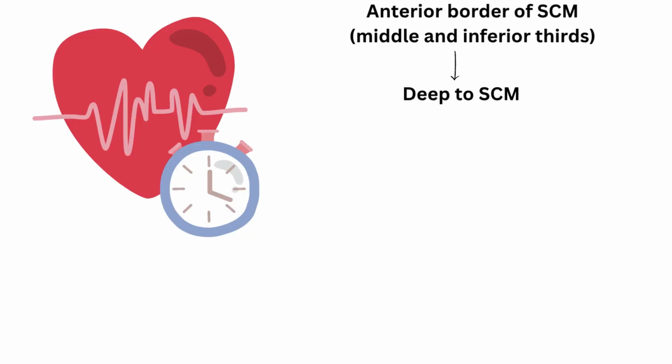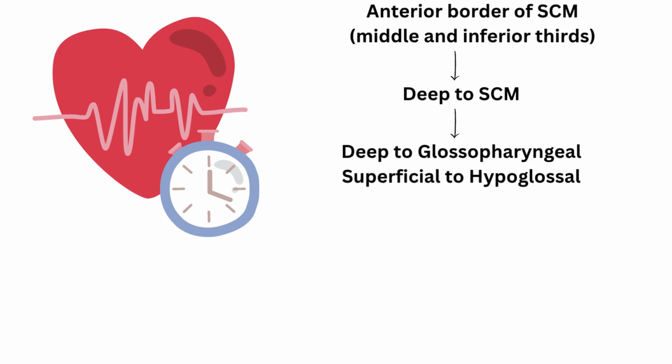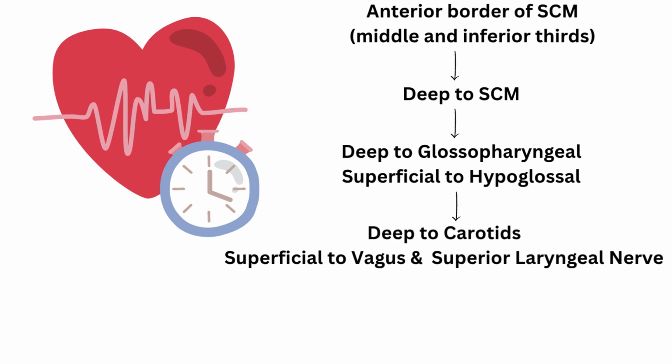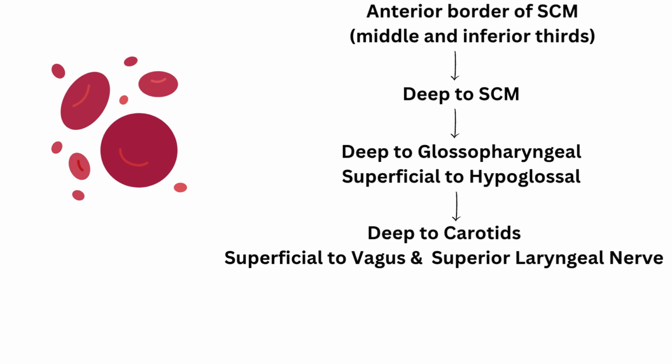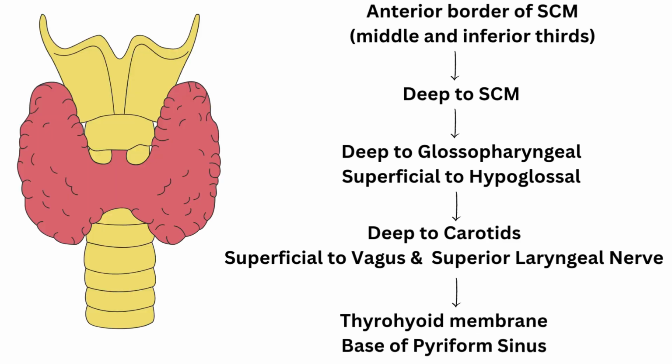It then turns laterally to pass deep between the glossopharyngeal and hypoglossal nerves before looping inferiorly and passing superficial to the hypoglossal nerve. The tract continues posterior to the internal or common carotid artery before coursing superficial to the vagus and superior laryngeal nerves. Finally, it pierces through the thyrohyoid membrane and opens into the base of the pyriform sinus.